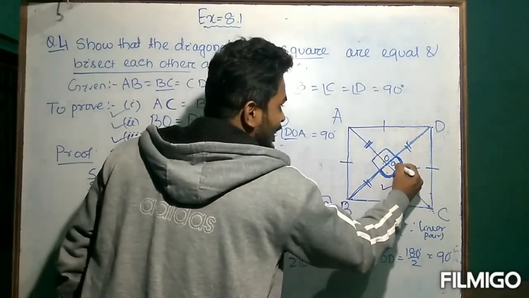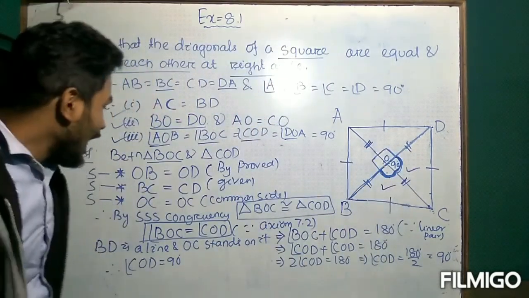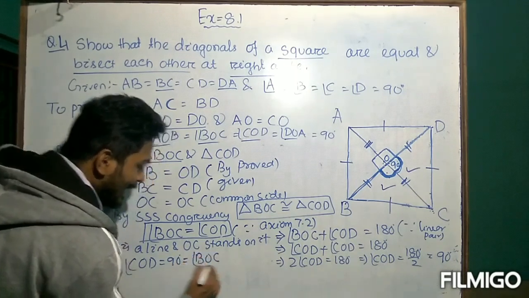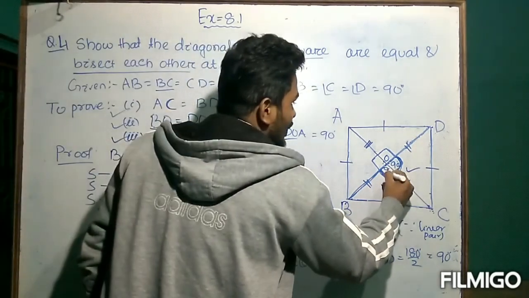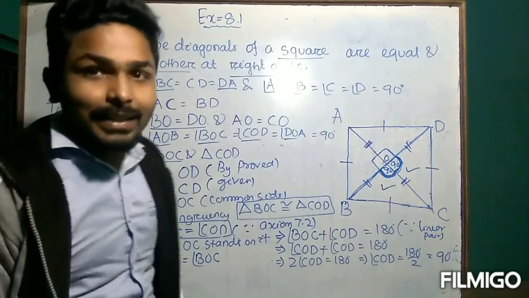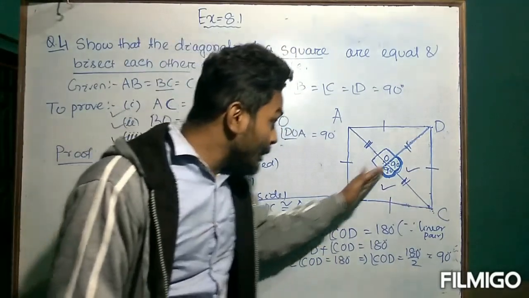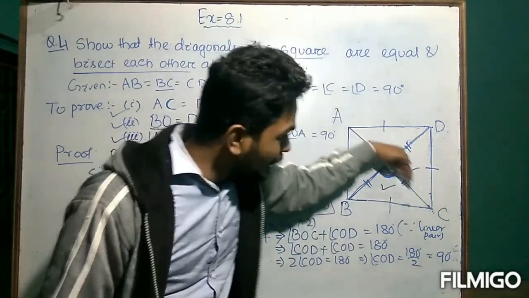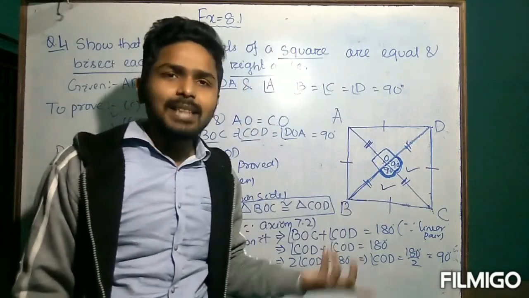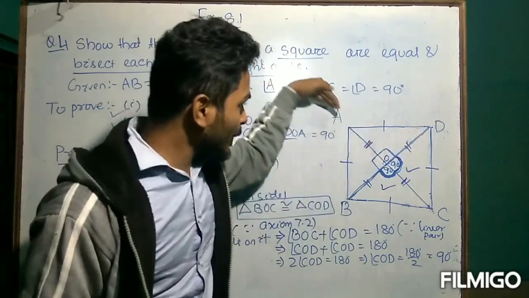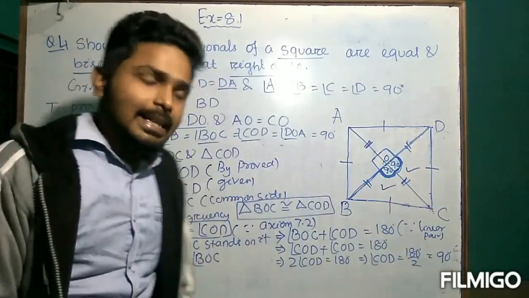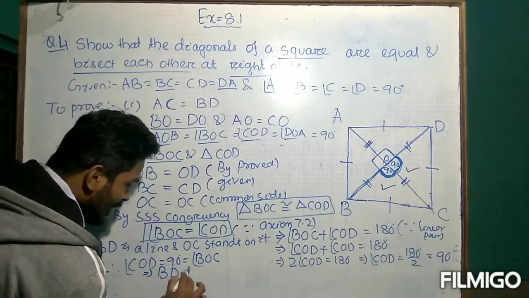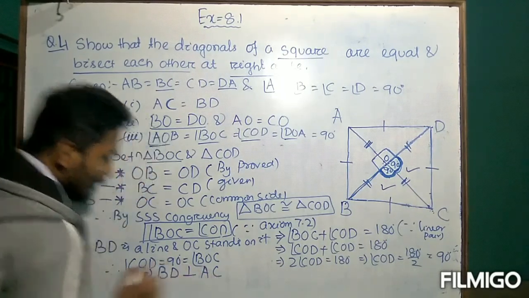This is 90 degrees. Okay, and COD is equal to BOC. So we can write BOC is also 90. So this is also 90. It means what? It means BD diagonal is perpendicular to this diagonal. Yes or no? Because the angle between them is 90 degrees. Implies we can write BD diagonal is perpendicular to AC.